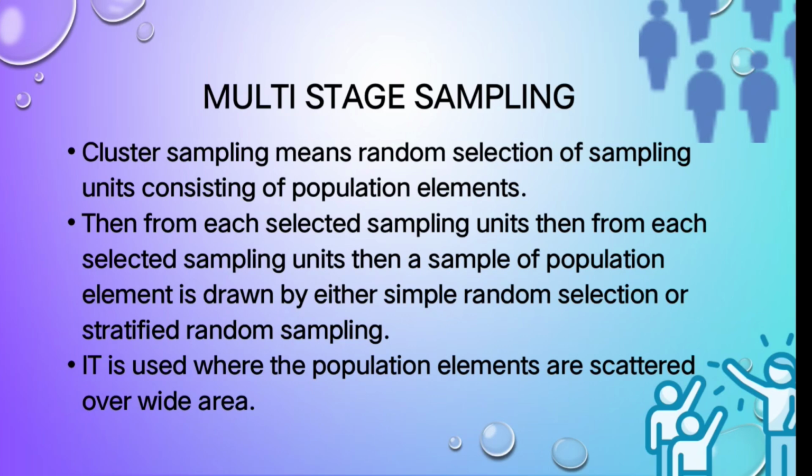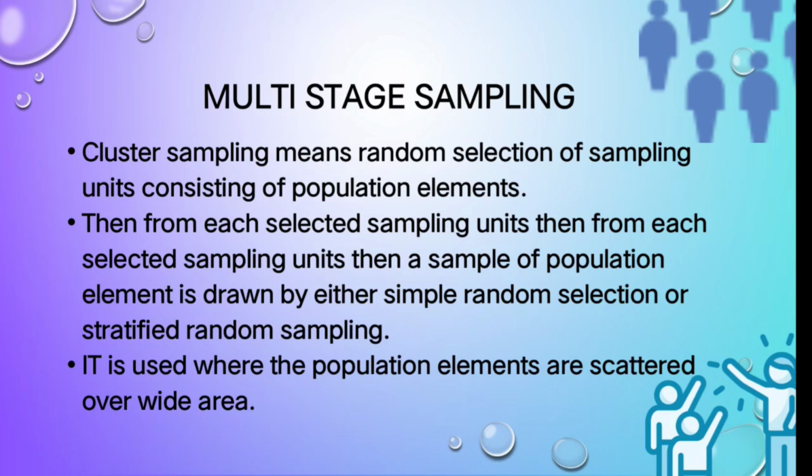So I will select the pregnant mothers. Then my choice is to select the primary mothers. Then I will divide that pregnant mother into primary mothers. That is, first stage is selection of pregnant mothers. Second stage is selection of the primary mothers. So this is known as multi-stage sampling.